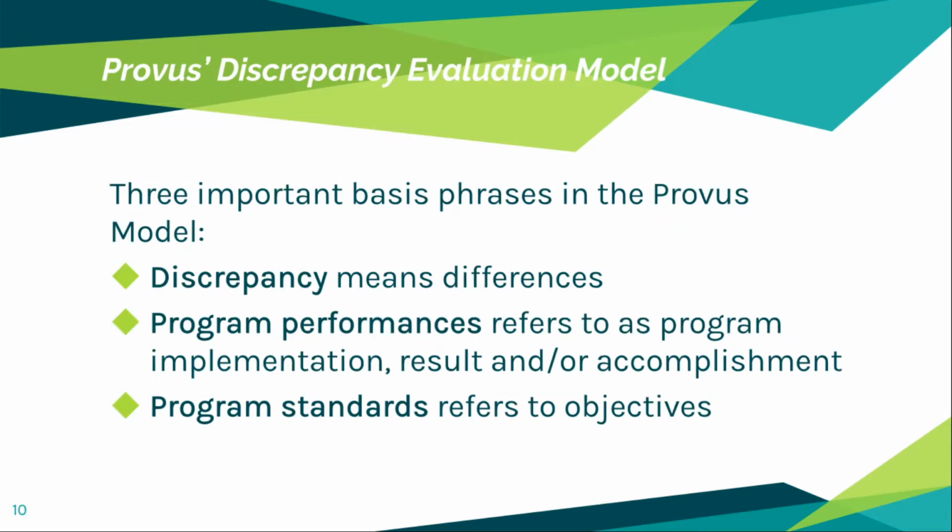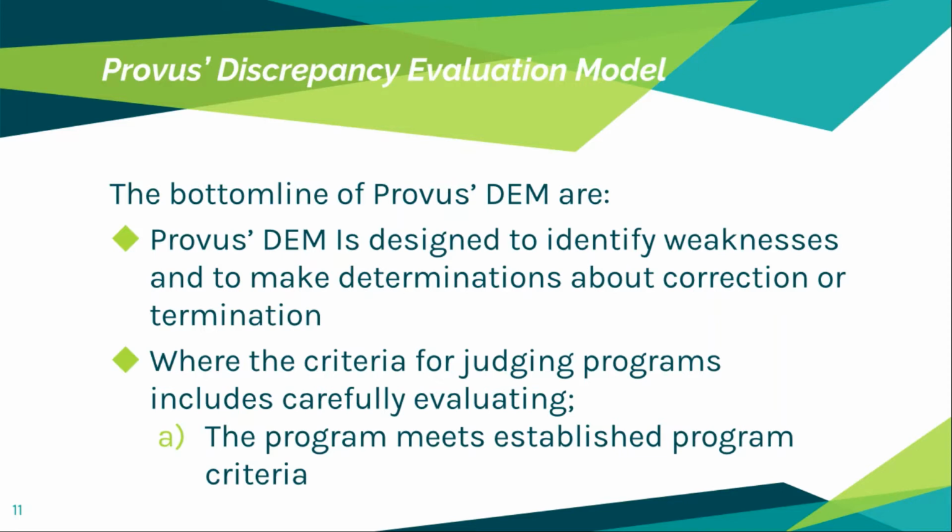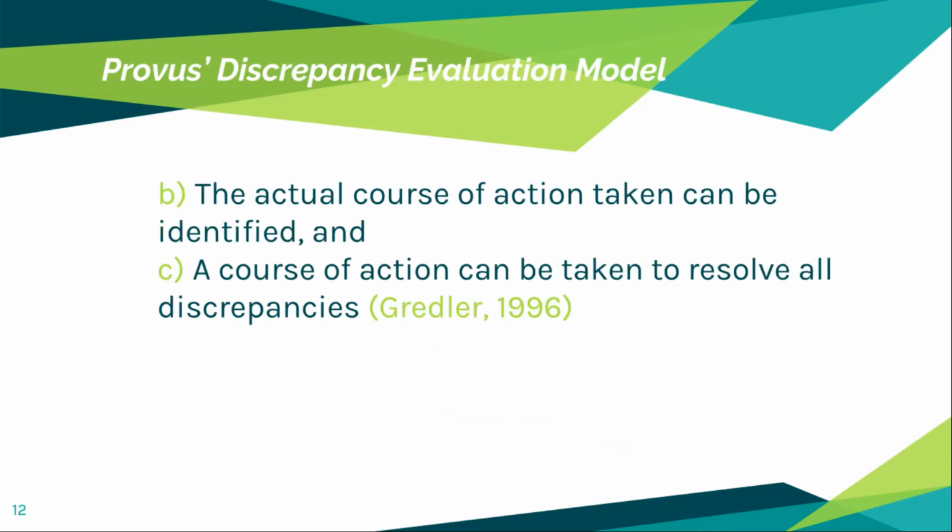There are three important basic phrases in the Provus model. Discrepancy means differences. Program performance refers to program implementation, result, and/or accomplishment. Program standards refers to objectives. The bottom line of the Provus model is that it is designed to identify weaknesses and to make determinations about correction or termination. Where the criteria for judging programs include carefully evaluating whether the program meets established program criteria, the actual course of action taken can be identified, and a course of action can be taken to resolve all discrepancies.